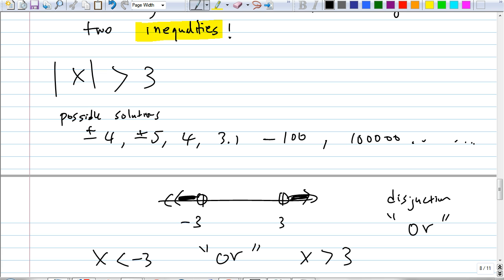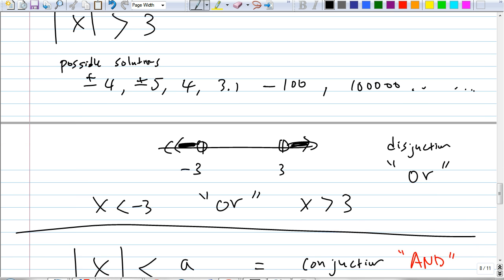Hello? So let's see who sees the pattern. When do we get conjunction and when do we get disjunction? So here we got disjunction. How come the other one we got conjunction? Anybody see the pattern? Alex? When there's a greater than sign, you get a disjunction, and then when there's a less than sign, you get a conjunction. That's correct.